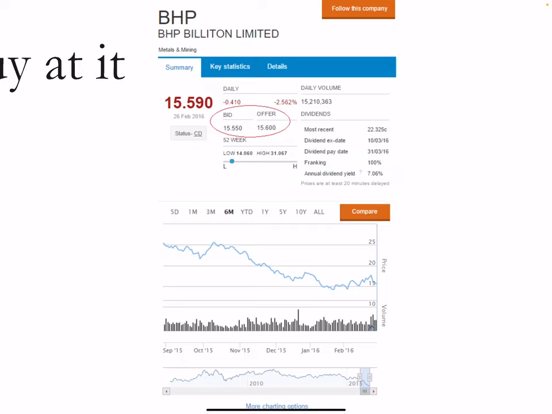15.6 here is the lowest price acceptable by all the current sellers of BHP shares. And let me repeat that again. 15.60 is the lowest price acceptable by all the current sellers of BHP shares. So if you cannot wait, this is the price that will be charged if you want to buy.